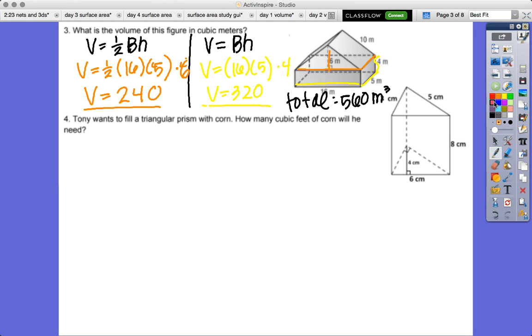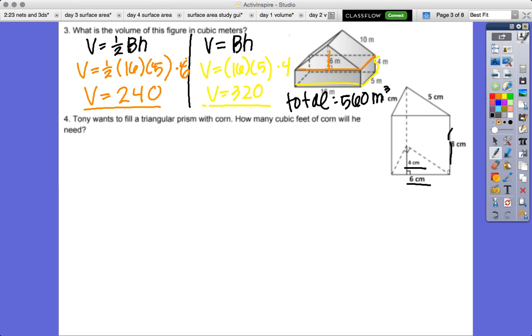All right, let's look at number 4. Tony wants to fill a triangular prism with corn. How many cubic feet of corn will he need? Now, this question was on the volume quiz, and we're going to use the dimensions from the base that it is sitting on, the length of 6, the height of 4, the width of 4, and the height of 8.